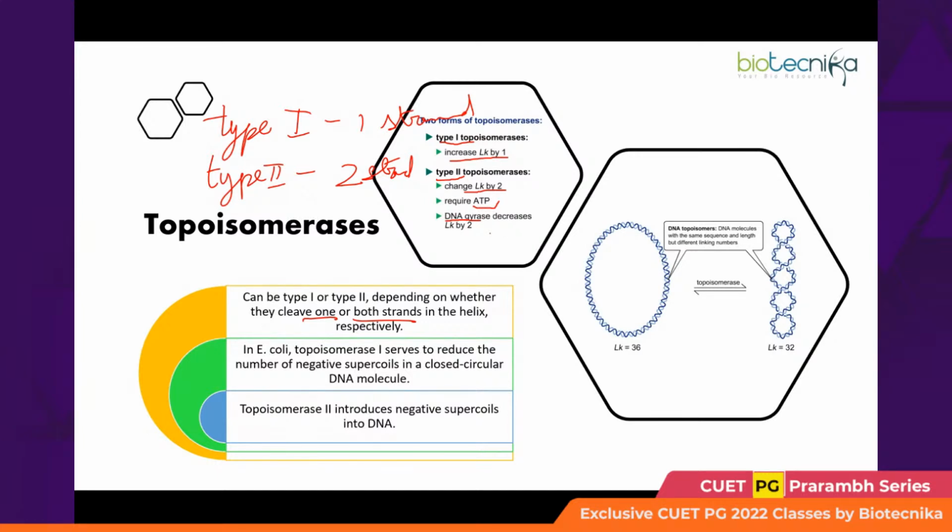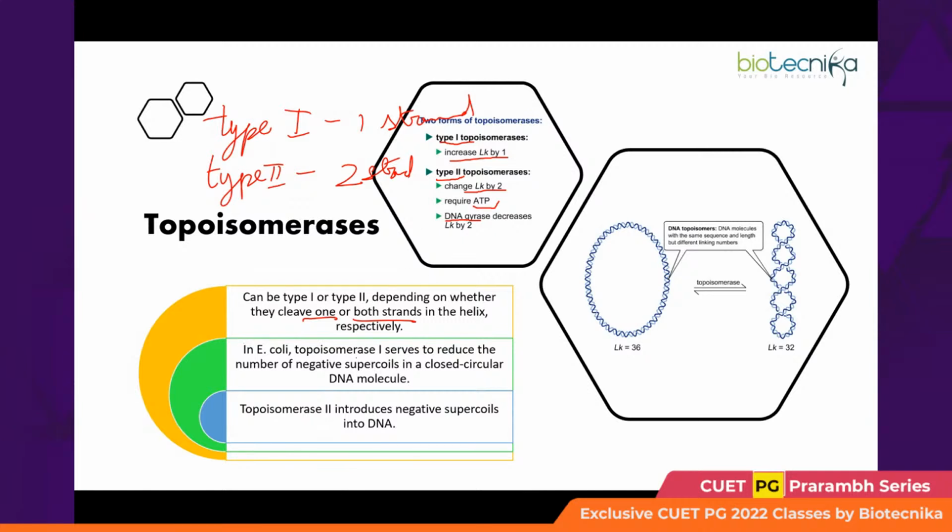DNA gyrase is responsible for negative supercoils in the prokaryotes, and it's a member of topoisomerase 2. All right, since it is a member of topoisomerase 2, it will cleave two strands at a time, and it will require ATP. A question regarding DNA gyrase has been asked previously. Yes, gyrase is present in prokaryotic cells. Correct, Manisha.